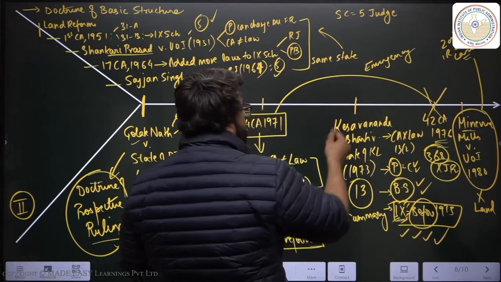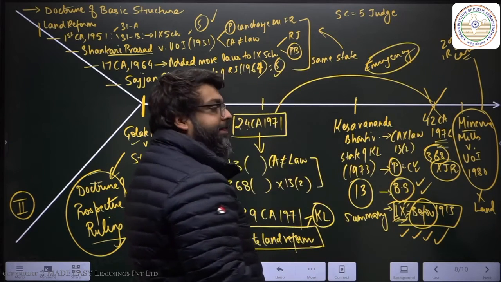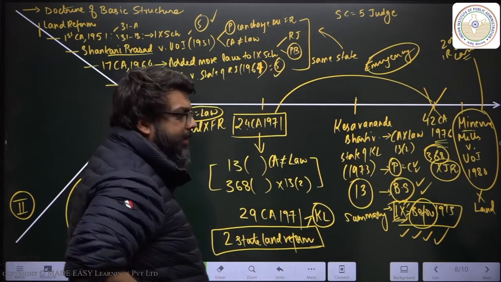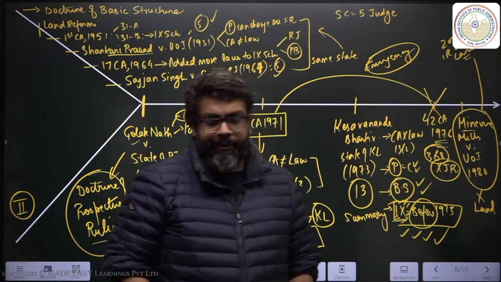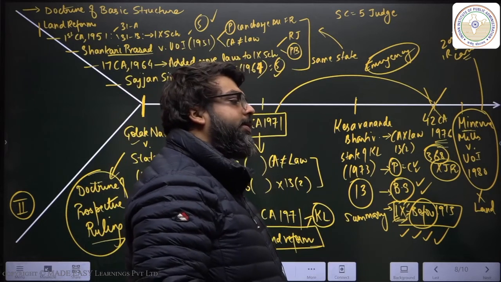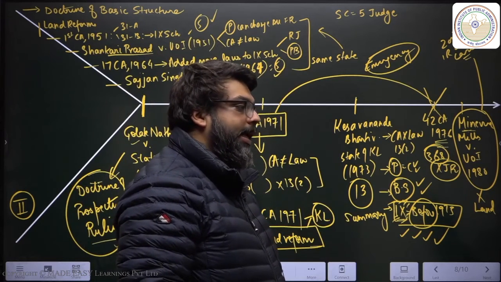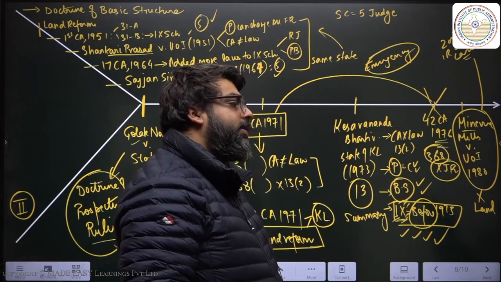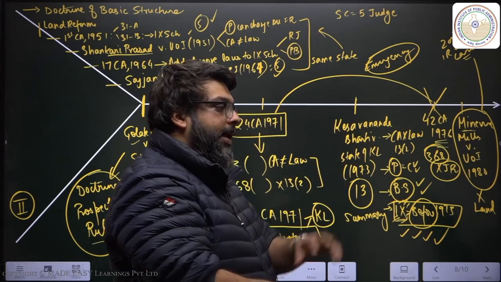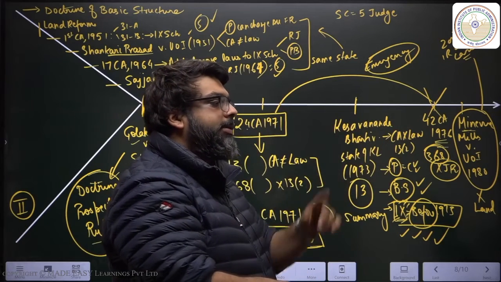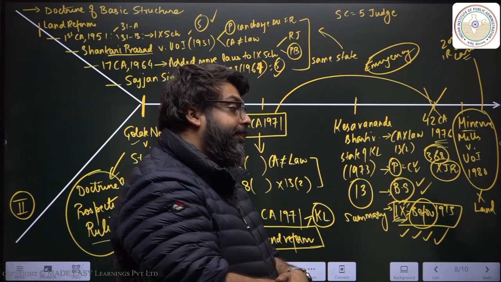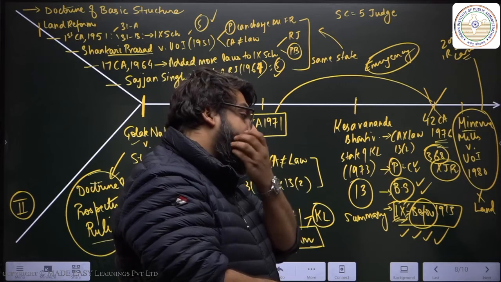Basic structure was also used during the emergency. When Indira Gandhi won her election against Raj Narain, and Raj Narain challenged her election victory at the Allahabad High Court, because election petitions are challenged at the respective High Court, the Allahabad High Court stayed her election and said no, you could not have won the election because she had used government machinery for campaigning, and that is an electoral offence. That is an absolute electoral offence.